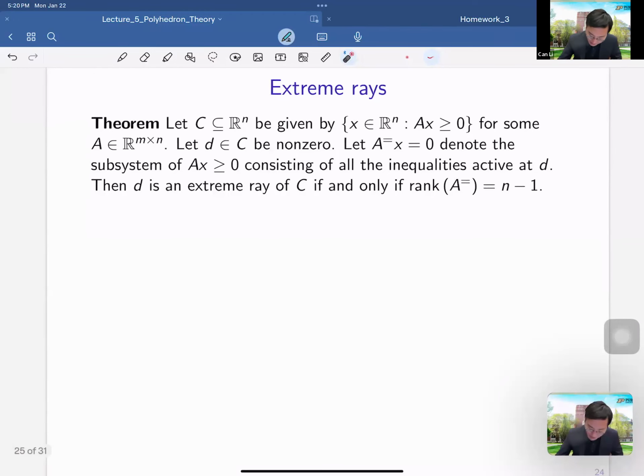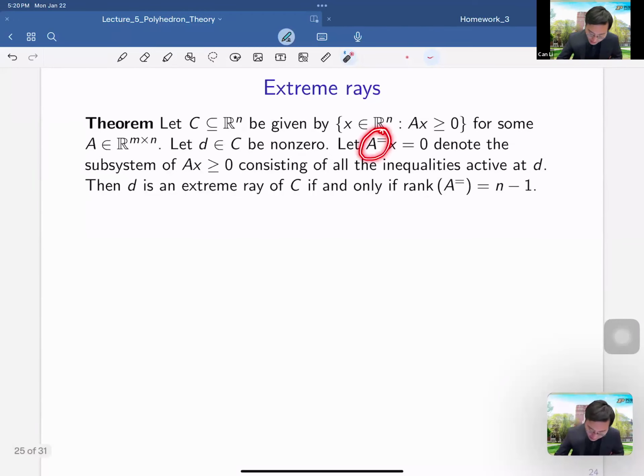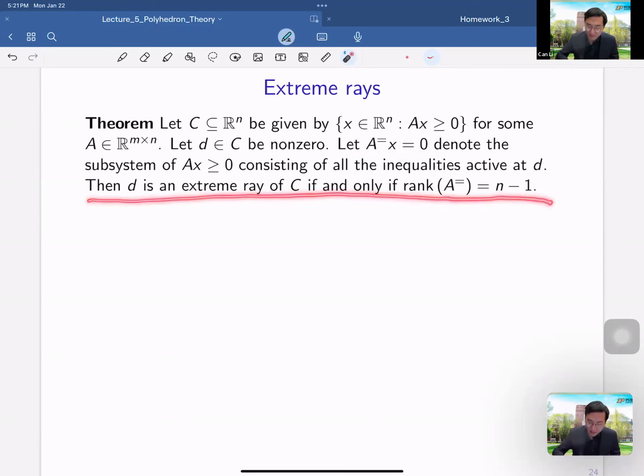Suppose the subset is defined as A superscript equal, X equal to 0. This subset denotes the active constraints at direction D. So the theorem is saying D is an extreme ray of C if and only if the rank of this matrix is n-1.